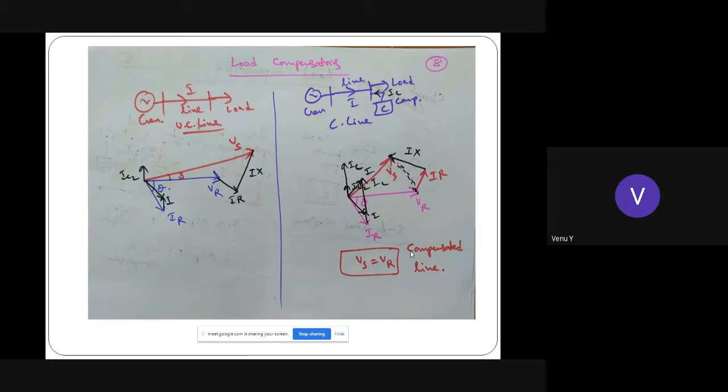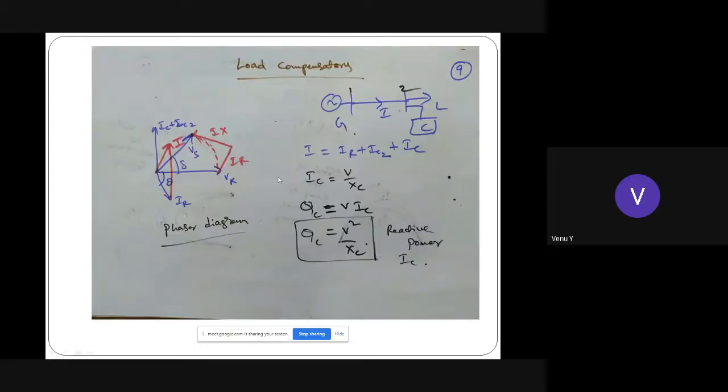Shunt compensator, and hence shunt compensator is more effective for voltage control. It is the very first point. The same thing is expressed once again here. Shunt compensator is placed at bus 2 and I is equal to IR plus IC, where IC is equal to V by XC. XC is the reactance offered by the compensator, capacitive reactance.